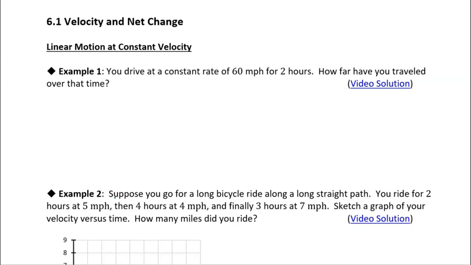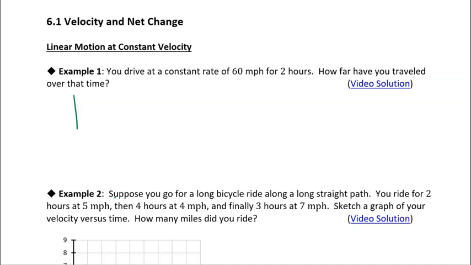This is one that you could do without any calculus, because you drive at a constant rate of 60 miles per hour for 2 hours. How far have you traveled over that time? Well, what does 60 miles per hour mean? That means for every hour we travel 60 miles.